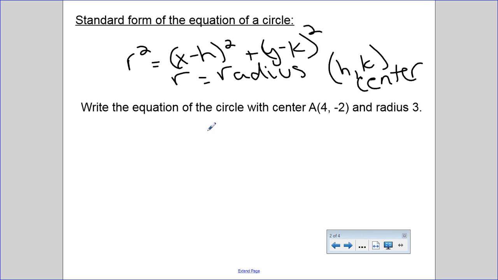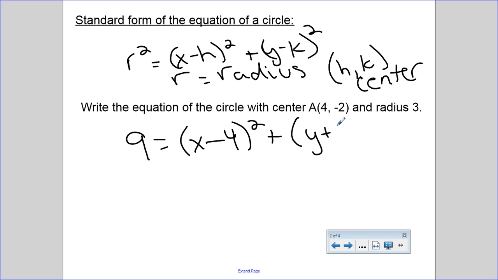All right, so if I want to write the equation of the circle with center (4, -2) and radius 3, I'm going to plug it into this equation. So I would have r squared, 3 squared, 9, equals (x minus 4) squared plus (y minus -2), which is y plus 2, squared. Now notice in this equation, the sign in front of your k, when you pull it out, is going to be the opposite sign, just like here, 4, -2.